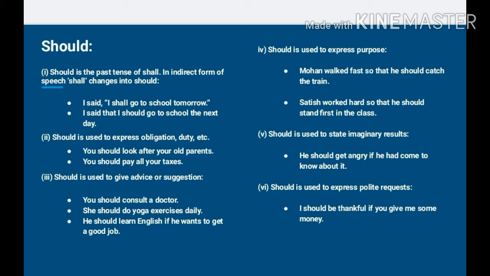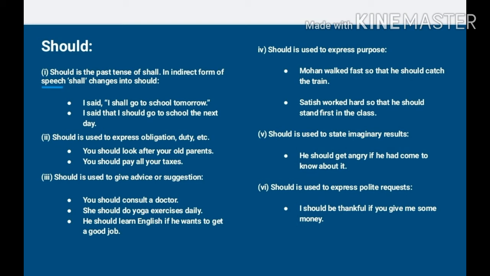If you look at the first sentence, it is direct speech from the first person to the second person. If you look at the second example, second sentence, it is indirect speech from the first person to the third person. You can see shall is changed into should in indirect speech.